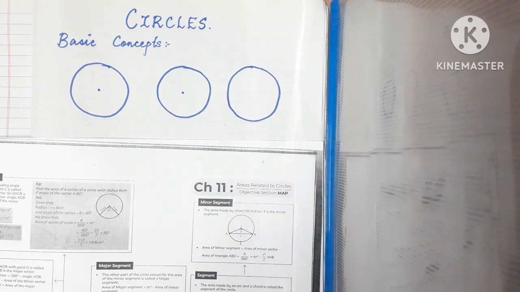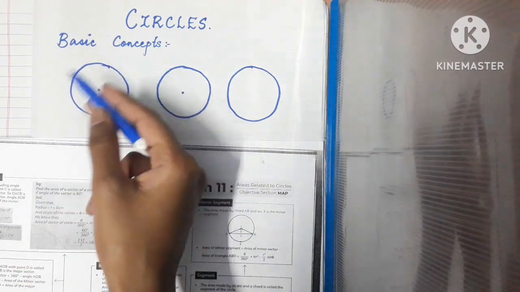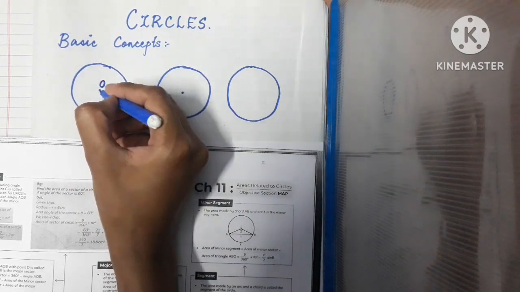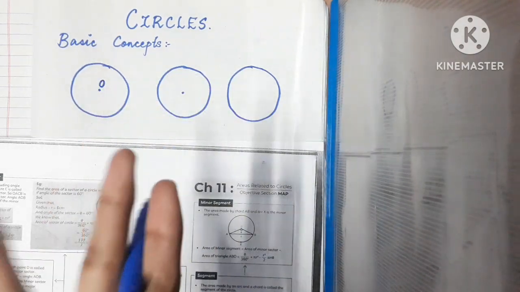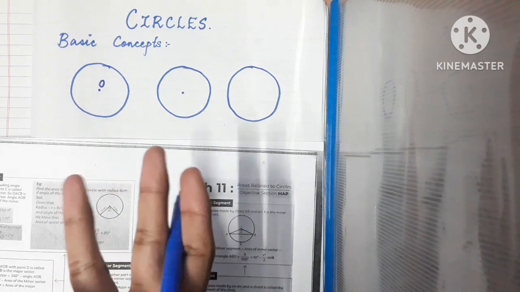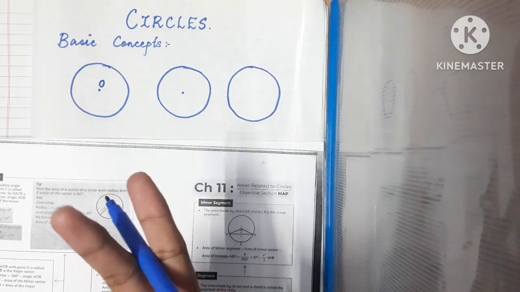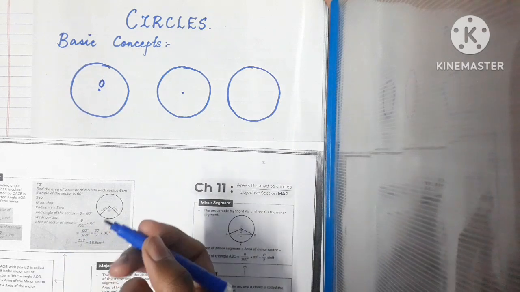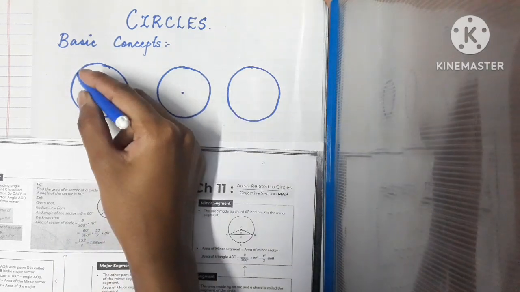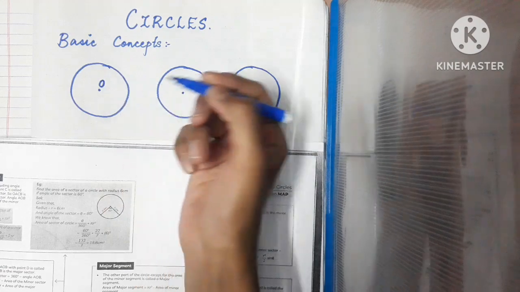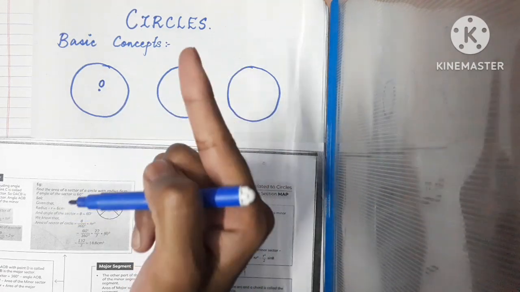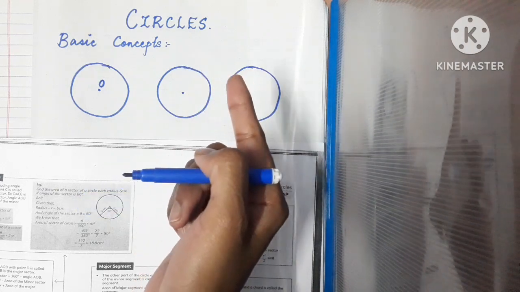to circles. First of all, these are circles, and a circle with the center O. So the three basic terms that you must know are the chord, the sector and the tangent. So firstly, what is a chord? A chord is a line segment that joins any two points of the circle.